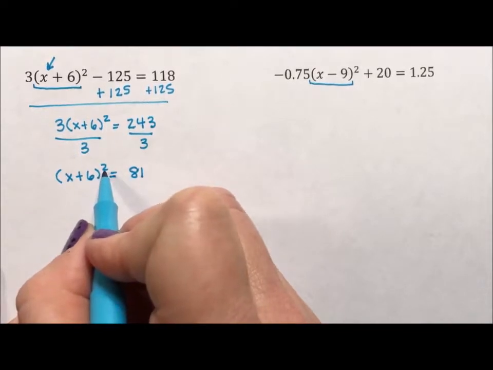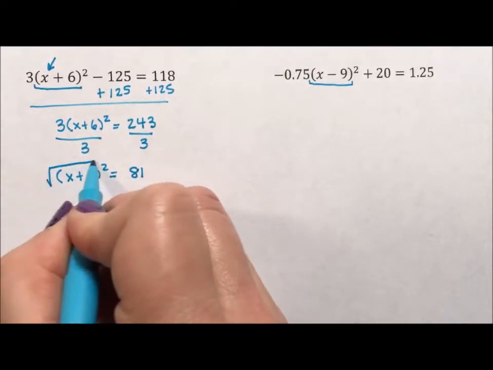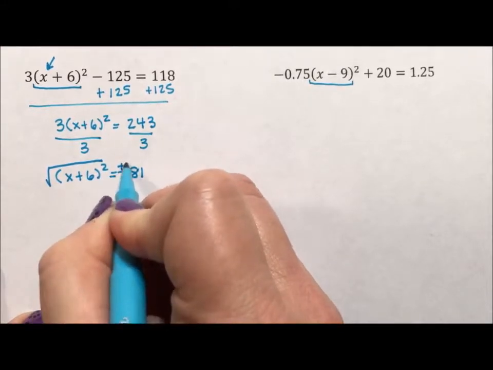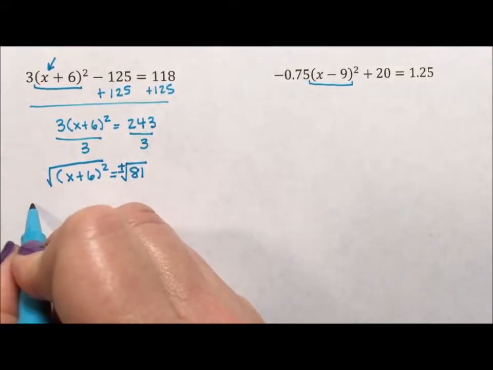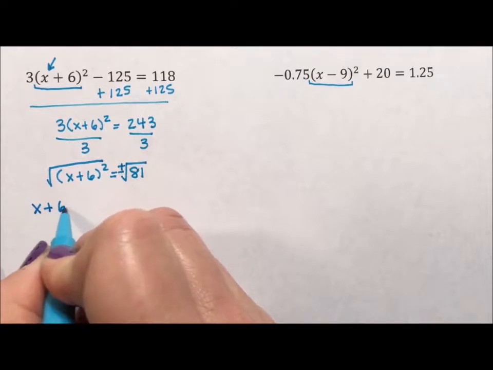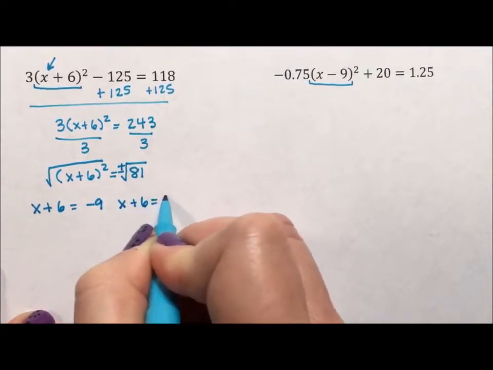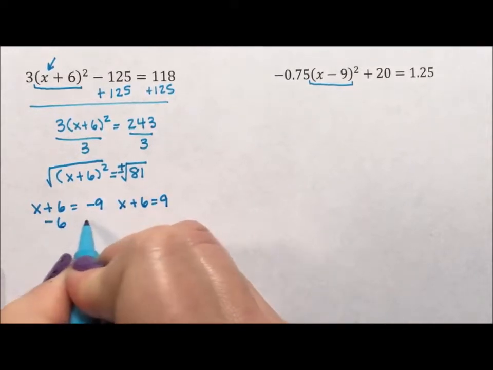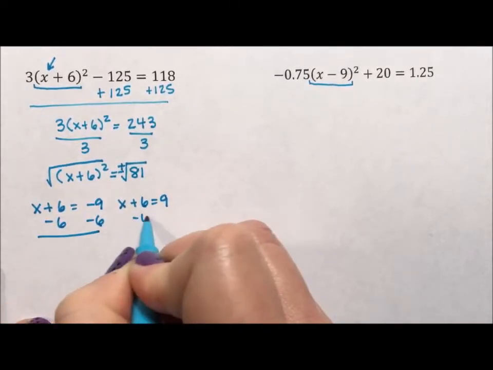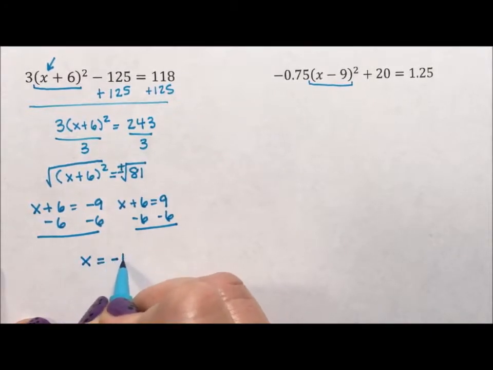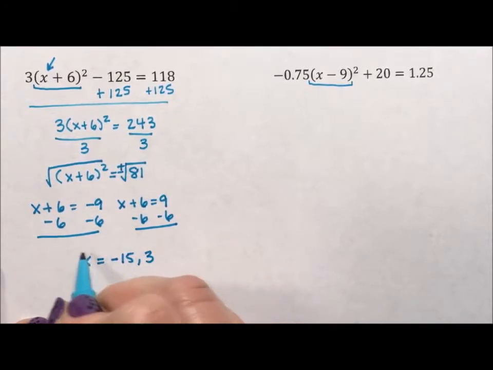Now this squared means there are two solutions. So when I do the square root on the right-hand side, I have to do plus or minus the square root, so that I get x plus 6 is equal to negative 9 or x plus 6 is equal to positive 9. I can then subtract 6 in both situations, and I get that x is equal to negative 15 or 3.